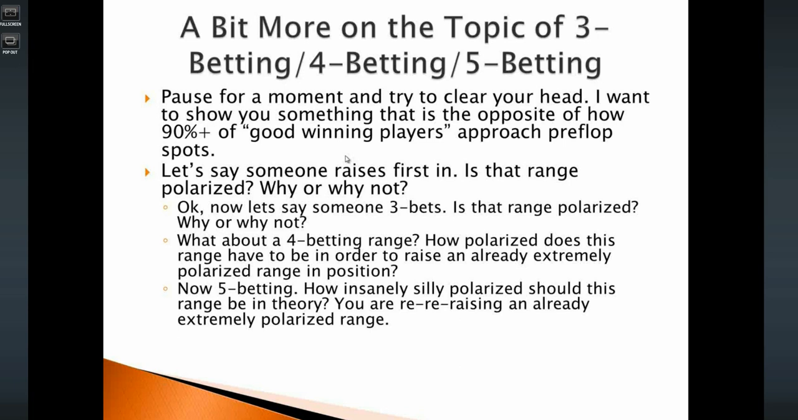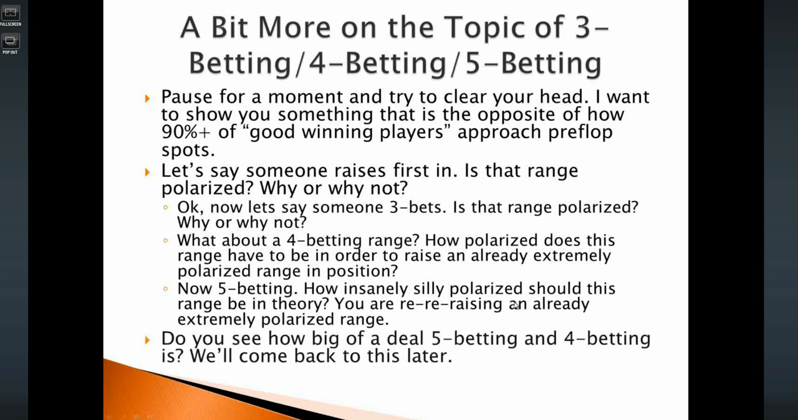So now the button's saying he has an incredibly polarized range. And then the blind takes it one step further and goes, I'm going to go ahead and be just absolutely ridiculously polarized, even though your 4-betting range is already insanely polarized to super strong hands and weak hands, I'm going to go ahead and 5-bet all in. That really shouldn't be happening all that often. Why are these ranges constantly polarizing so much against each other when calling is usually going to be more effective? Do you see how big of a deal 5-betting and 4-betting is? We'll come back to this later.